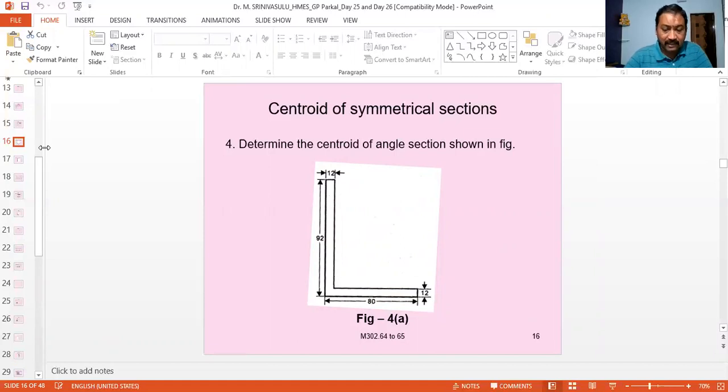Now we'll see how to solve this problem. Take down this figure. Here the vertical length is equal to 92 and thickness is 12 mm, and the horizontal length is equal to 80 mm and thickness is 12 mm. Now this is the figure, so we have to find the solution for this.